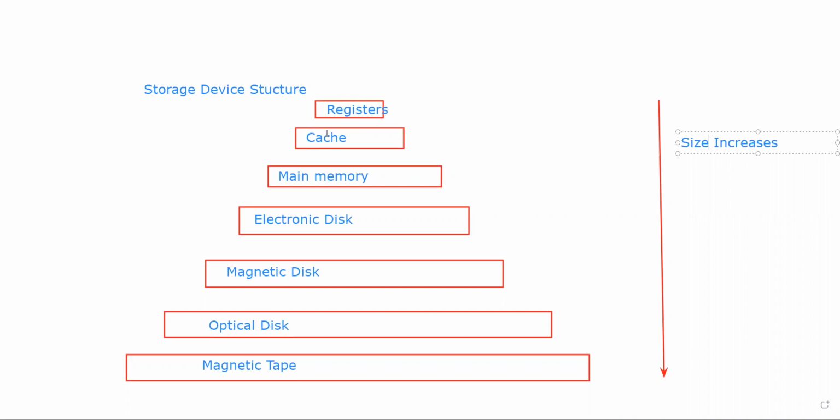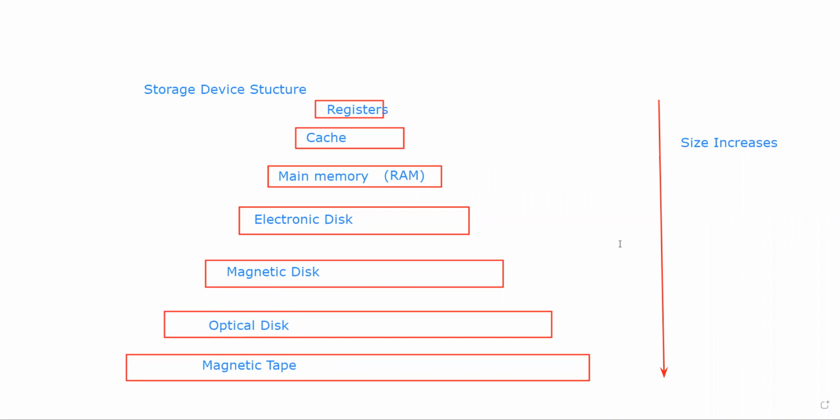Okay, after that, what will be the fastest one? That is the cache. Cache memory is the second fastest memory. Then our main memory. Main memory means the RAM. RAM is the third fastest memory. Then the electronic disks and then the magnetic disk. After that, optical disk and magnetic tape. These are the basic storage devices which are available in our computer system.